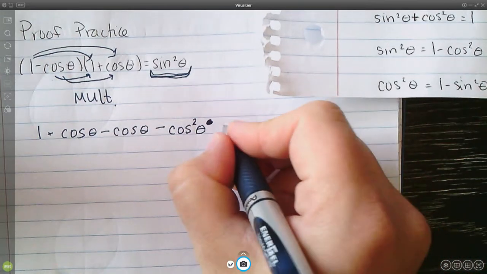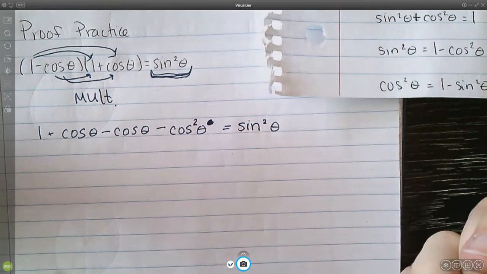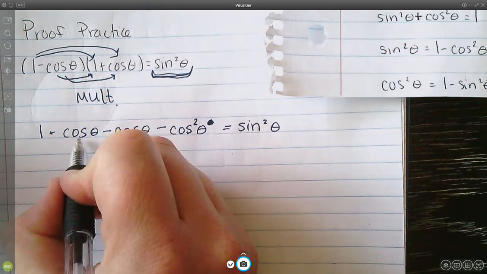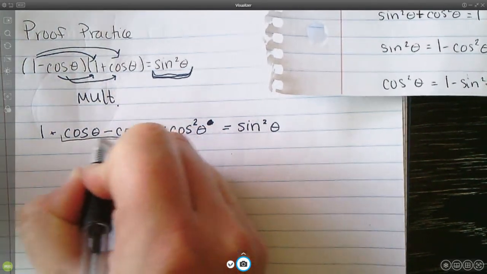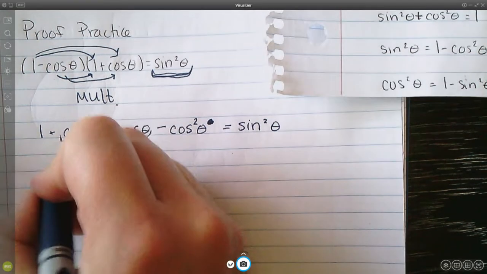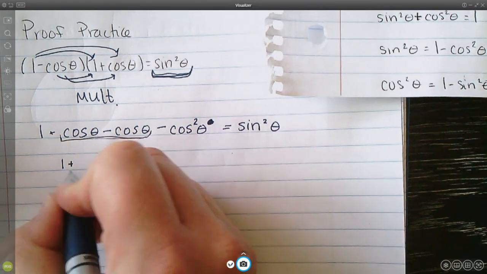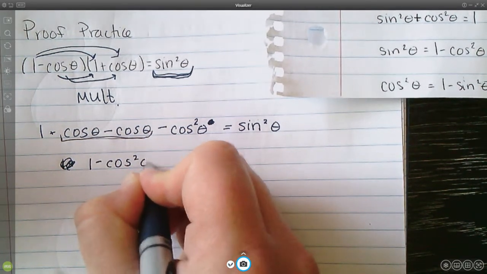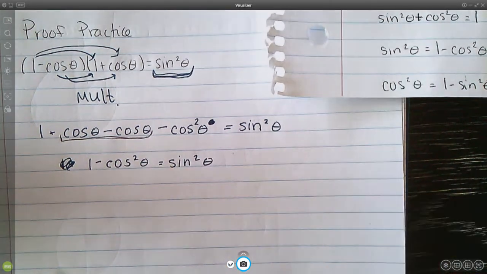Okay, and then I got to keep my sine squared theta. Okay, so now let's look at some more math. Well, we have cosine theta minus cosine theta. So these two things just cancel out. So I have 1 minus 1 minus cosine squared theta equals sine squared theta.